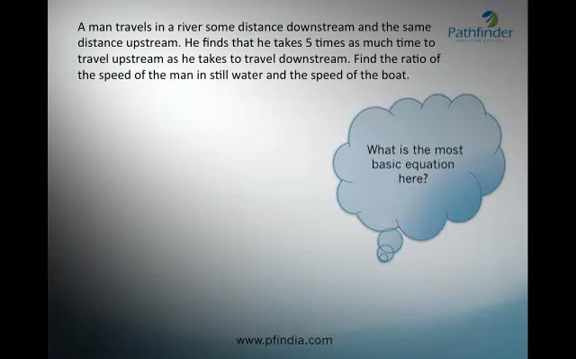So what is the most basic equation here? Let us look at the schematic diagram first. The 2 points between which the man travels are B and S as shown in the figure. Downstream is S to B and upstream is B to S.